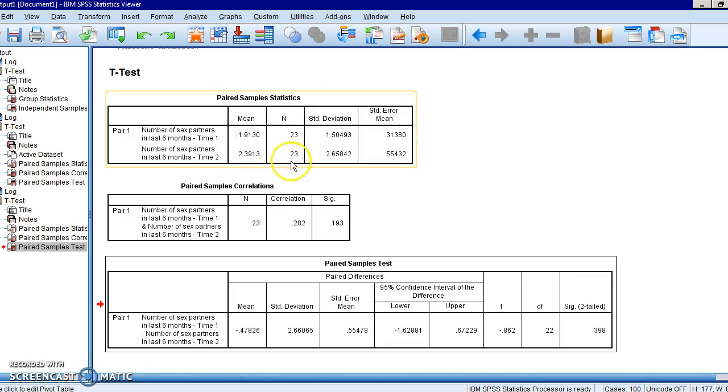Also, the number up here is the same, so that lets us know that we didn't lose any people from time 1 to time 2. And that is the paired samples t-test.